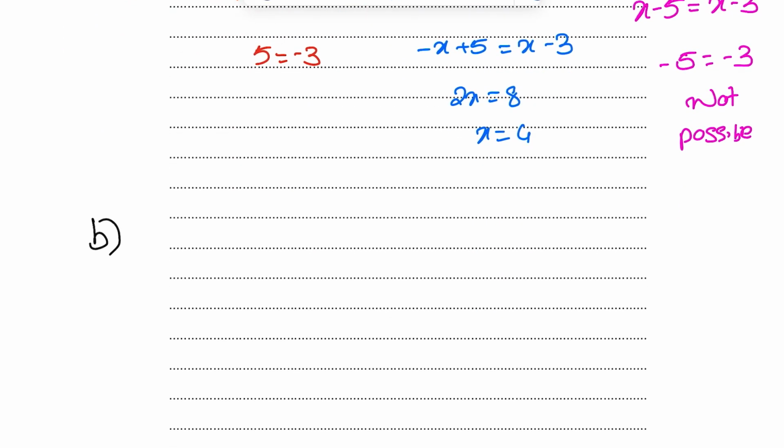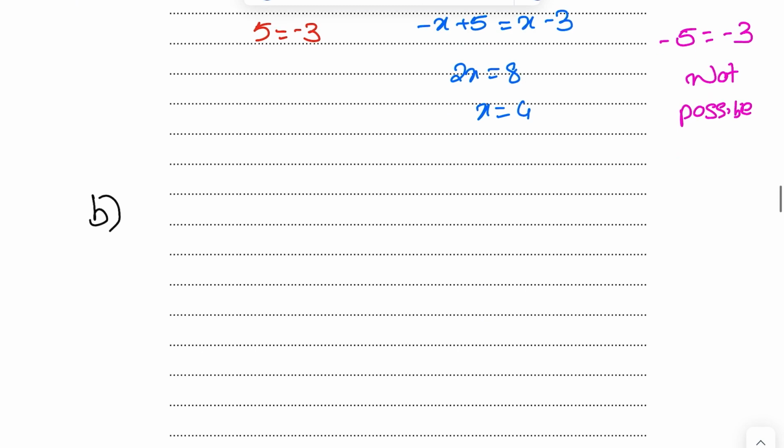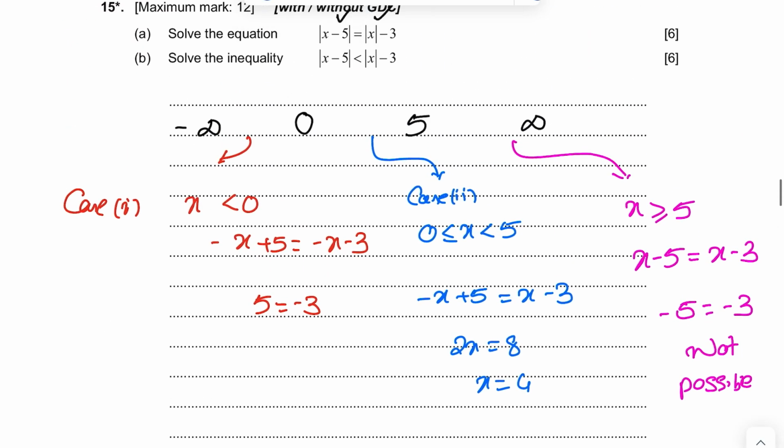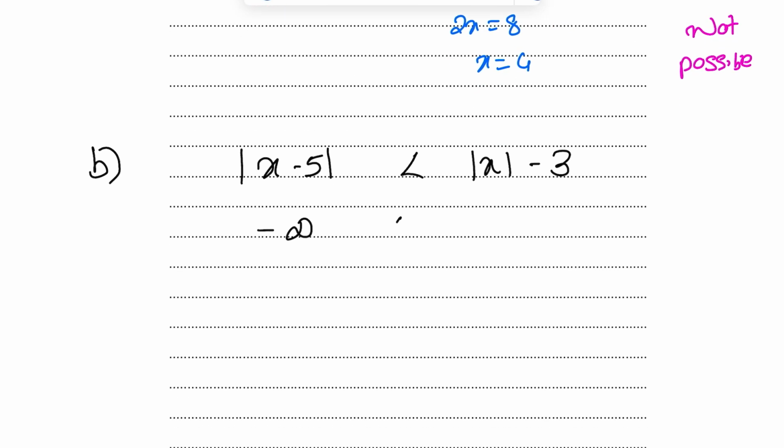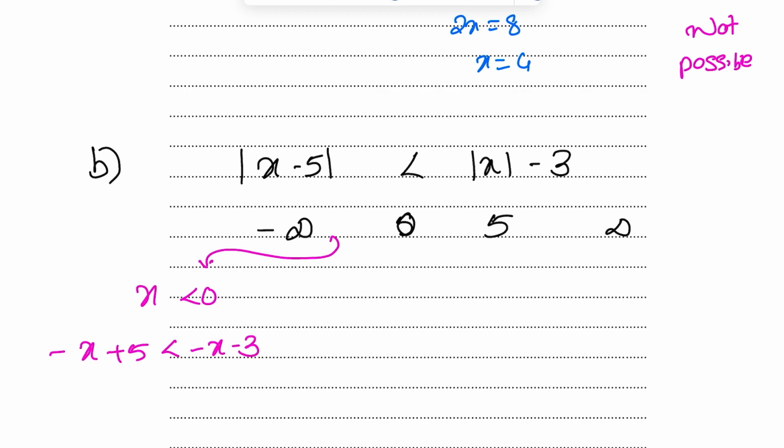Question number B. What is B? Absolute value of x minus 5 is less than absolute value of x minus 3. So same case, the roots are negative infinity, 0, 5 and infinity. So I'm going to take case 1, which is x is less than 0. If x is less than 0, my left hand side is going to become negative. So negative x plus 5 is less than, again, negative x minus 3. So 5 is less than negative 3, which is not possible.